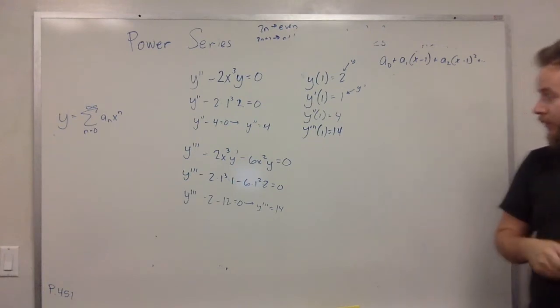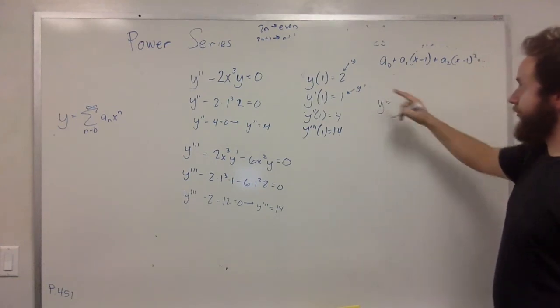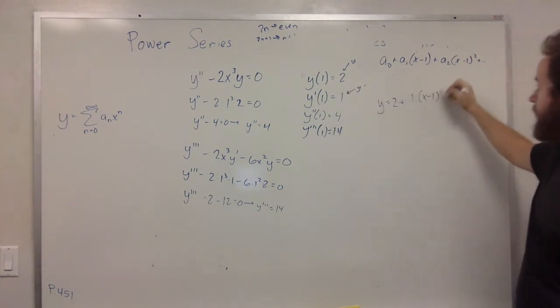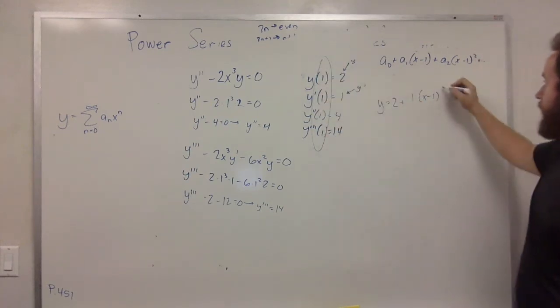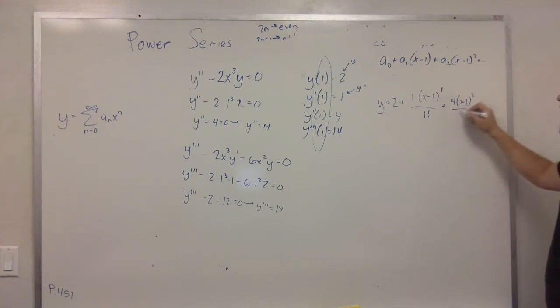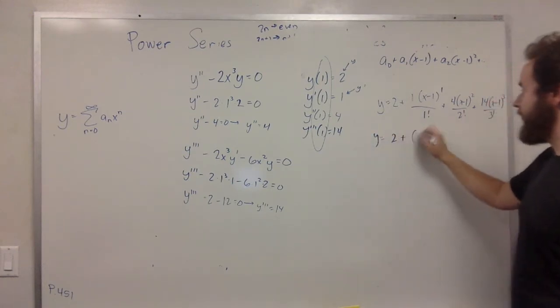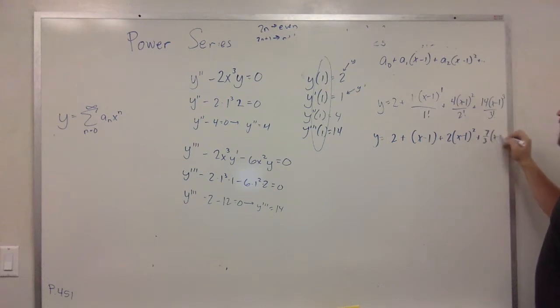All right, let's construct our series. Y equals, what's our first number in our list? 2. Plus 1 times the next number in my list. But notice it's times x minus 1 because our power series is centered at x equals 1. So the 1 over 1 factorial, plus, next number on our list is 4 times x minus 1 squared over 2 factorial, and lastly plus 14 x minus 1 cubed over 3 factorial, which makes it 2 plus x minus 1 plus 2 times x minus 1 squared plus 7/3 x minus 1 cubed.